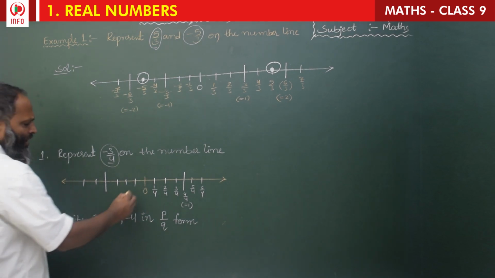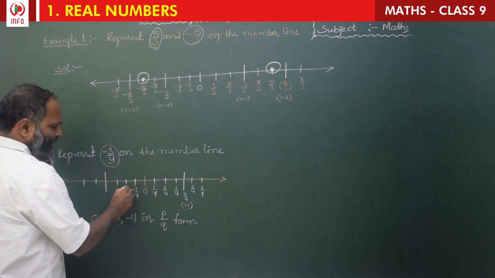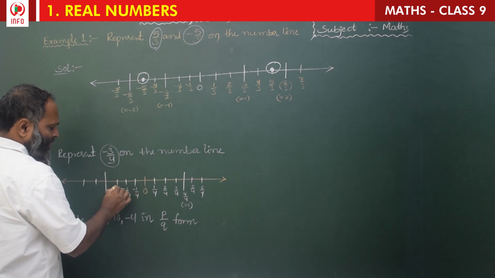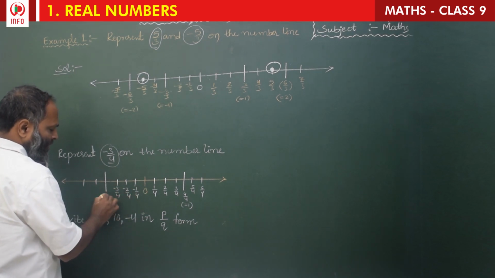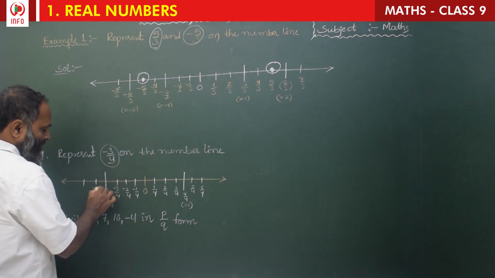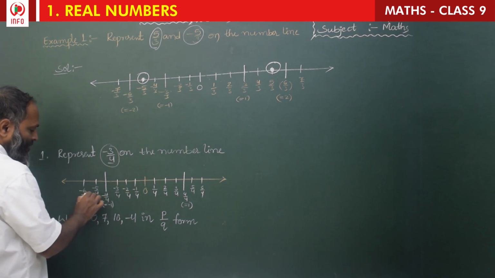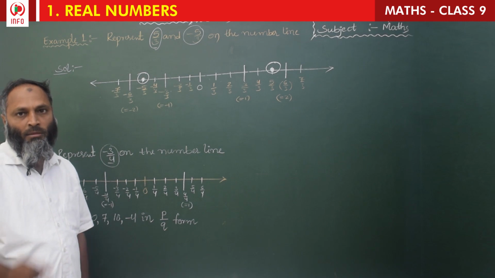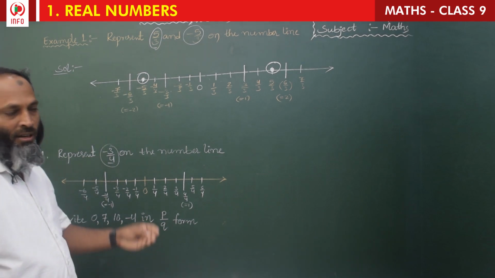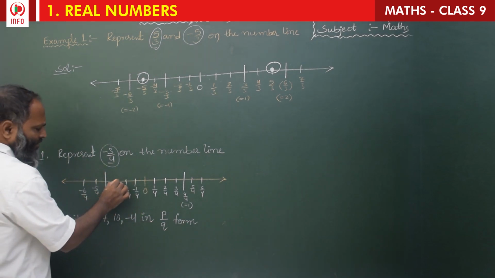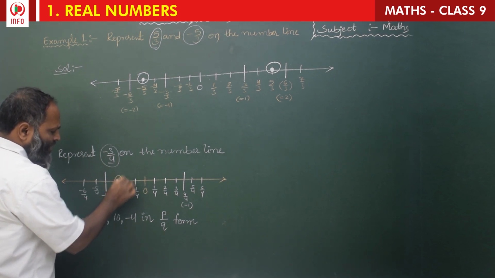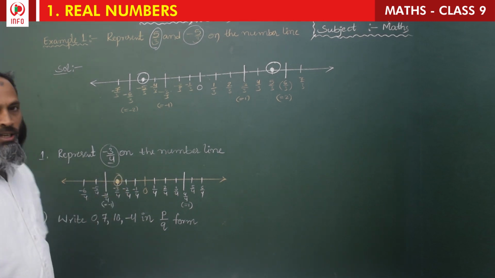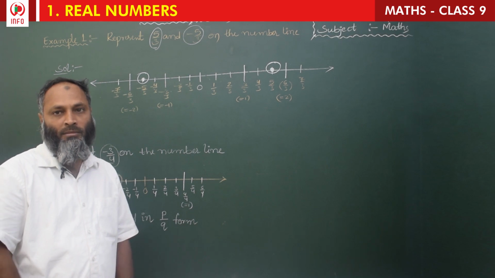Now here, minus 1 by 4, minus 2 by 4, minus 3 by 4, minus 4 by 4, which is minus 1. Here, minus 5 by 4, minus 6 by 4. So what is he asking? Minus 3 by 4. Minus 3 by 4, the minus value is on the left side. Where is it? Here we have minus 3 by 4. This is our representation of minus 3 by 4 on the number line.